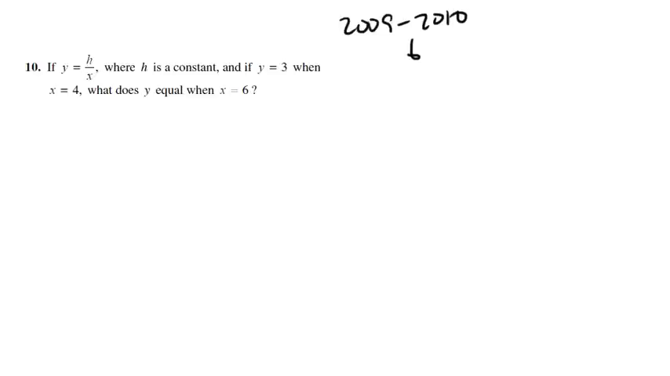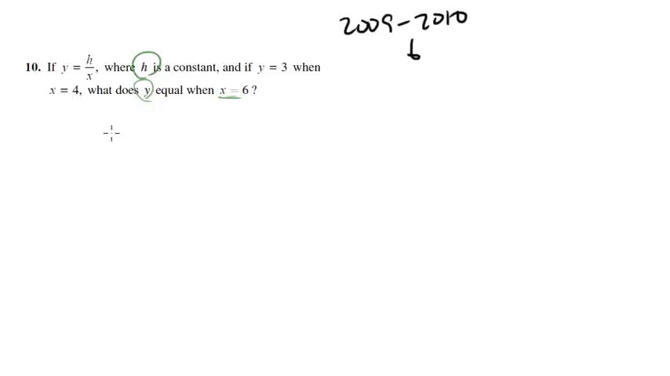If they don't want that, if they want another variable, then you use that value of the constant, since it is constant, in other uses of the equation. So let's see what I mean by that. Y equals h over x. H is a constant. And if y equals 3 when x equals 4, what does y equal when x equals 6? So again, let's first figure out what h is.